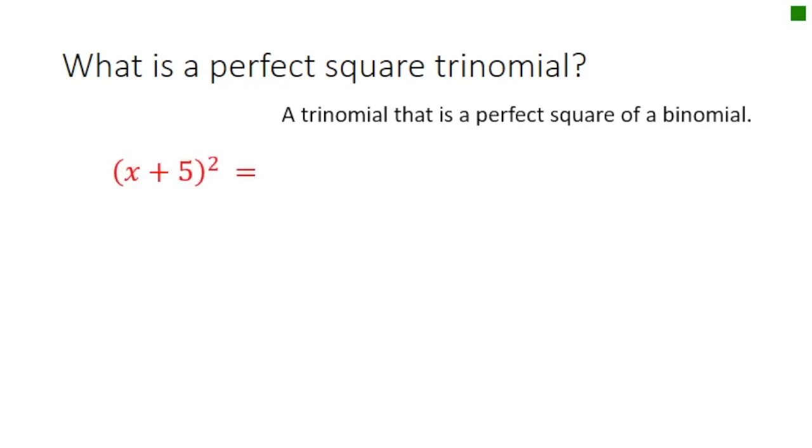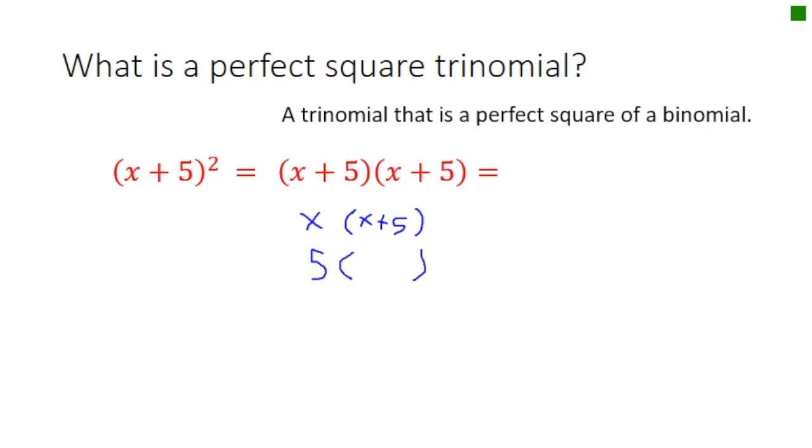Let's take, for example, x plus 5 squared. Well, when we go to multiply this out, which is x plus 5 times x plus 5, we can either use FOIL or we can use the distributive property. Let me show you how the distributive property will look. Remember, you will need to split the first one, and then you multiply both x and 5 by the second binomial.